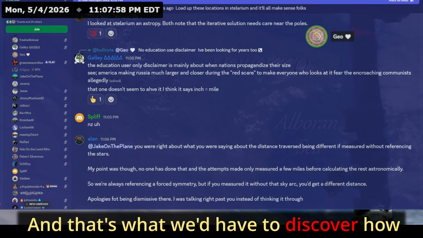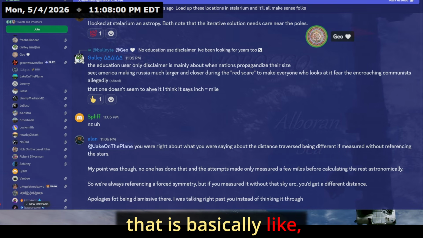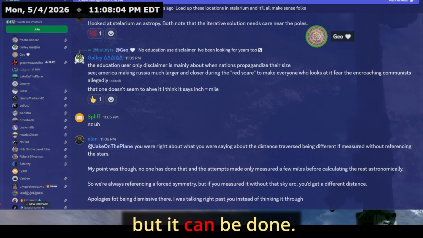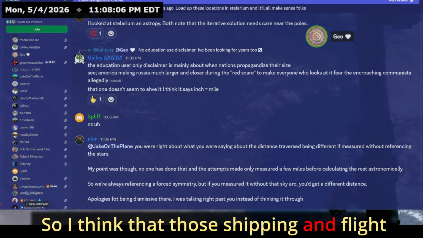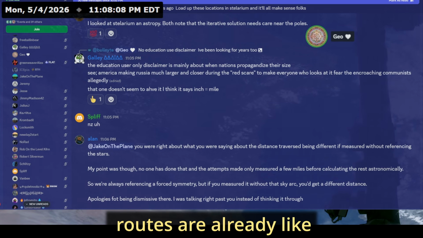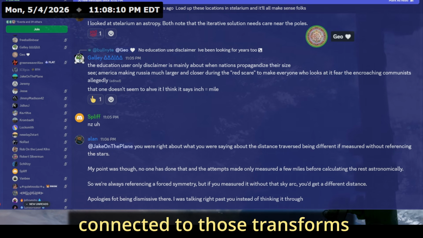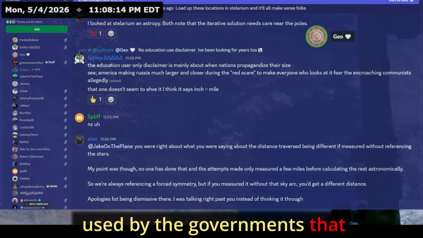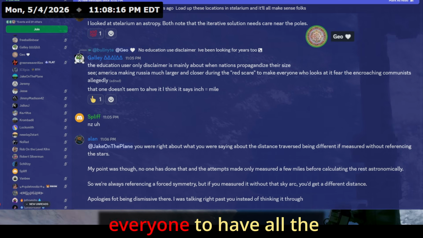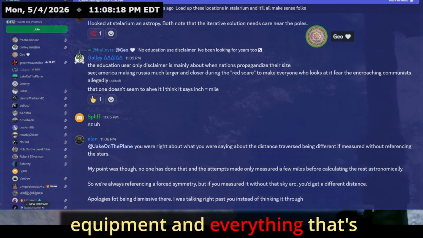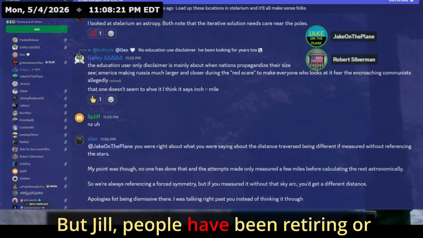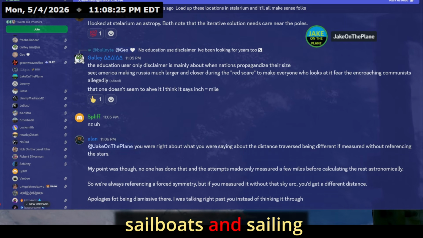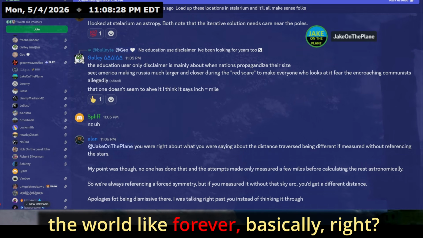And that's what we'd have to discover, where that is, because there would have to be some differential, but it can be done. So I think those shipping and flight routes are already connected to those transforms, the ones that have been officially used by the governments that approve these companies and everyone to have all the equipment that's running. But Jill, people have been retiring or having midlife crises, buying sailboats and sailing the world forever, basically, right?